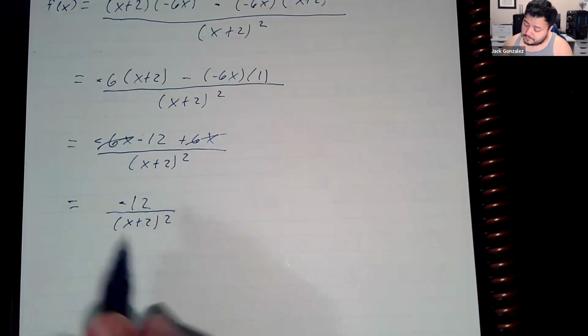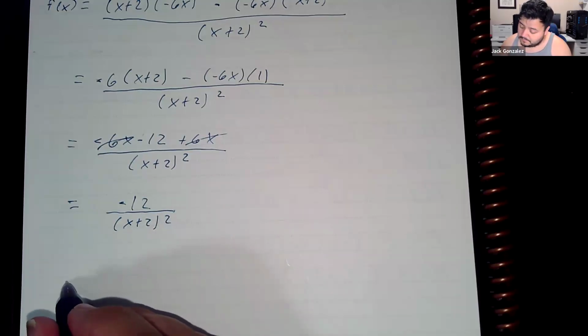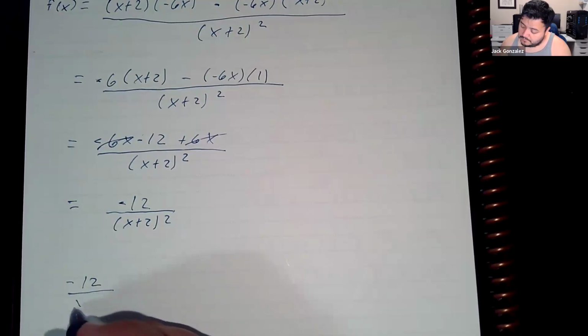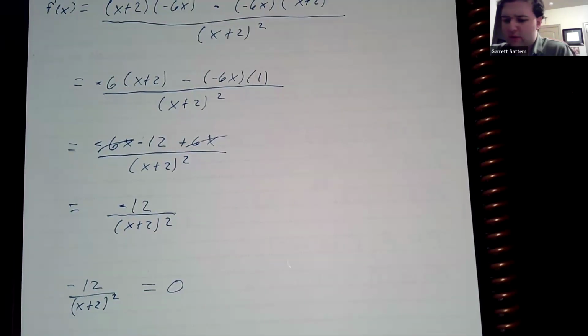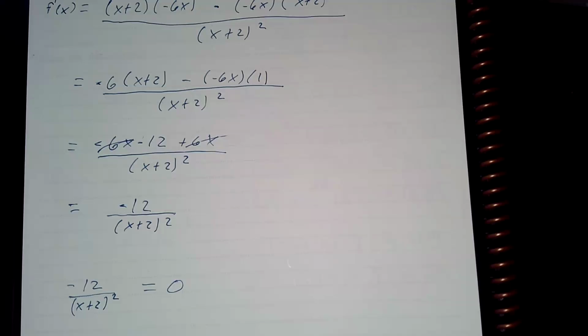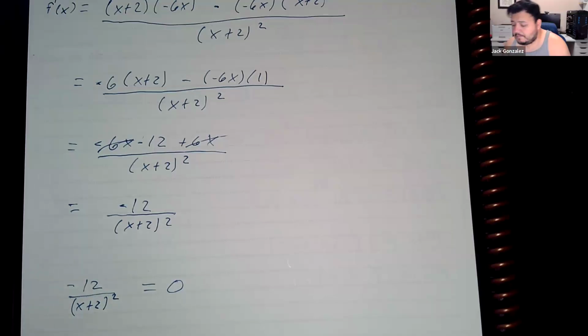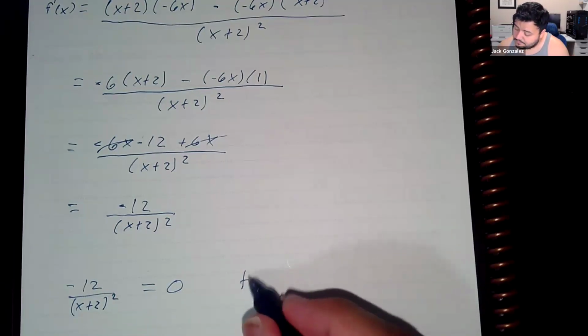Can this ever be 0? I don't think so. No. The denominator can be 0 if you plug in -2, but the numerator can't be. So when the numerator is not equal to 0, that means there is no critical number, right? There's no way that the derivative will be equal to 0. There's no x that exists. So this has no solution.